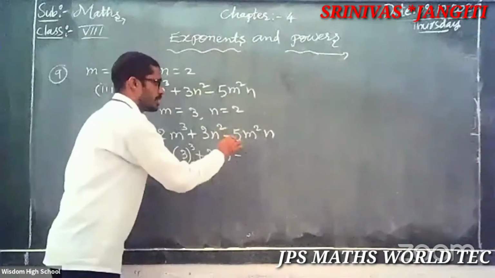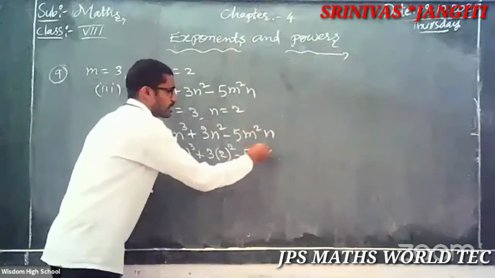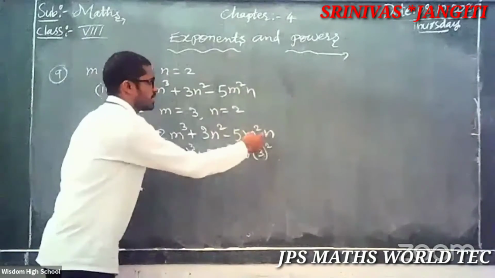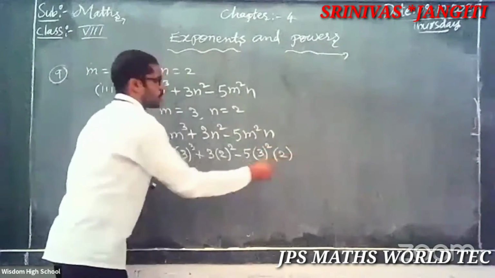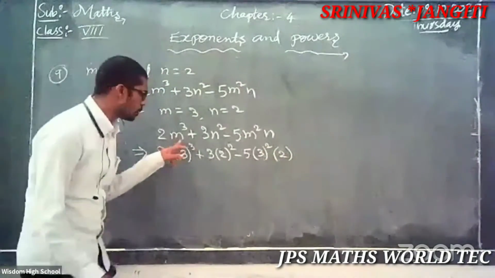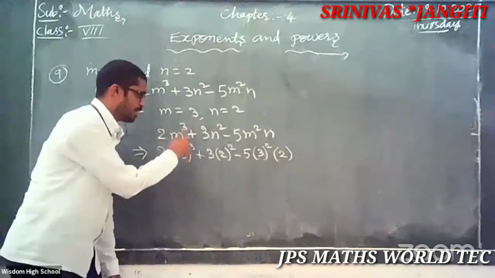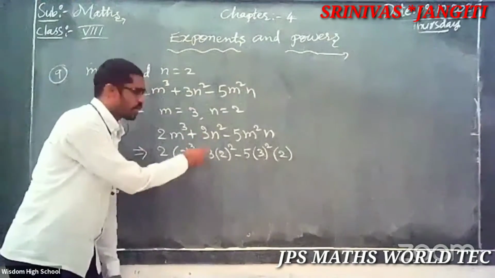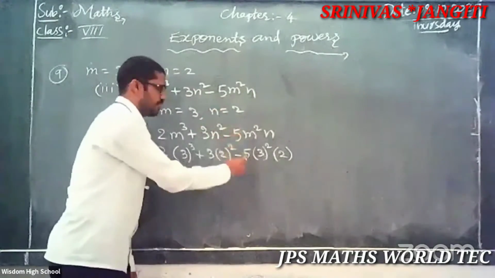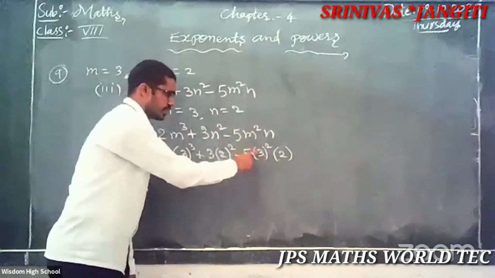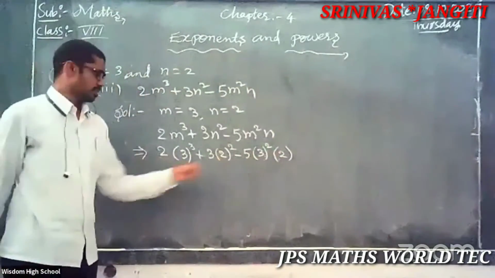Then minus 5, m replaced with 3, square, then into, n replaced with 2. Once observe this step, everybody, it is so simple. So 2, m replaced with 3, cube, plus 3, n replaced with 2, square. Next minus 5, m replaced with 3, square, into n which is 2. So simple. The remaining work is simplifying.